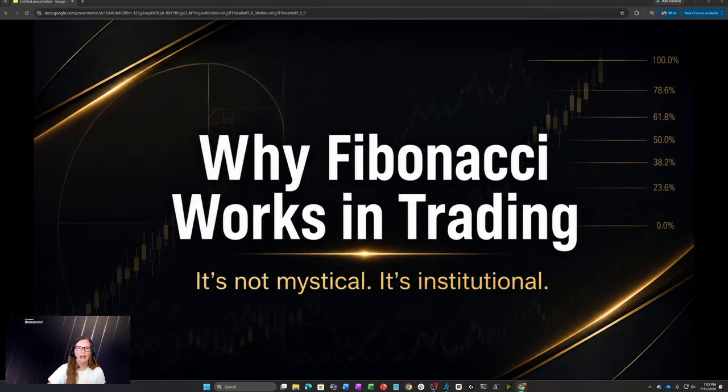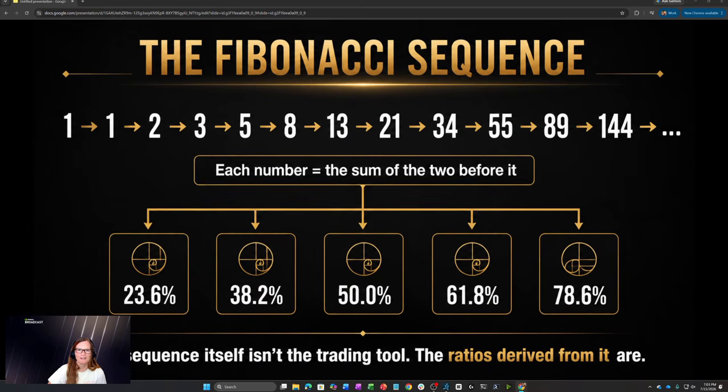But before I show you a single drawing on a chart, I want to spend some real time on why Fibonacci works. Because if you understand the reason it works, you will use it with conviction. And using a tool with conviction, knowing why it works, is completely different from hoping a level works.